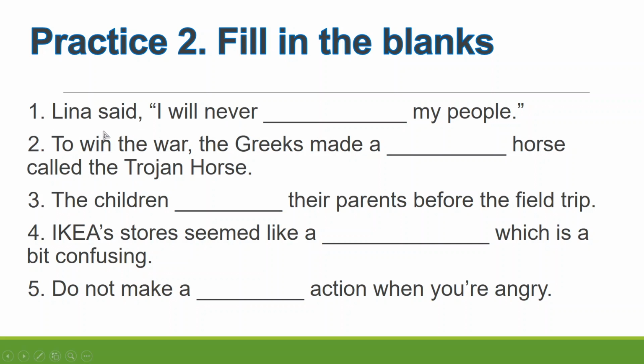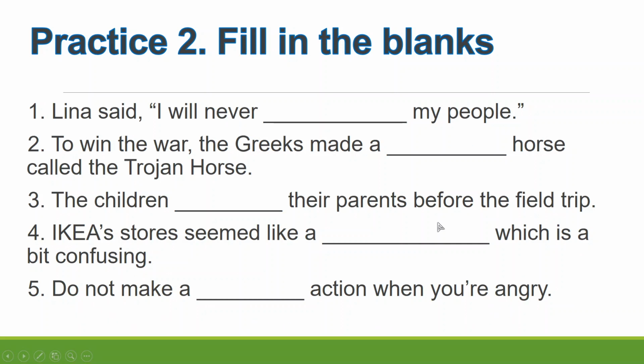So number 1, Lena said, I will never blank my people. So what word in the 10 words that we just discussed perfectly fits in this blank? Okay, so let's continue. To win the war, the Greeks made a blank horse called the Trojan horse. Number 3, the children blanked their parents before the field trip. Number 4, IKEA's stores seemed like a blank, which is a bit confusing. And number 5, do not make a blank action when you're angry.